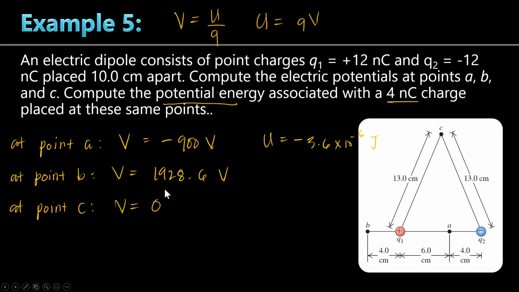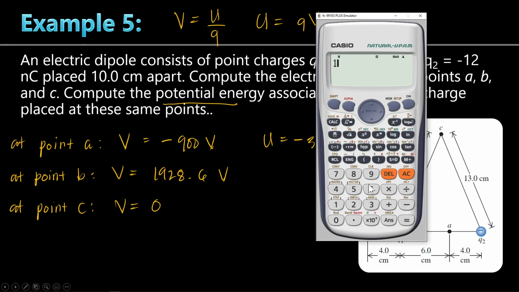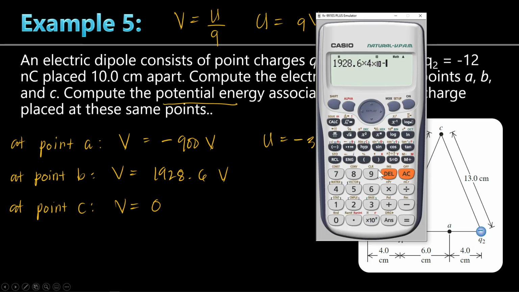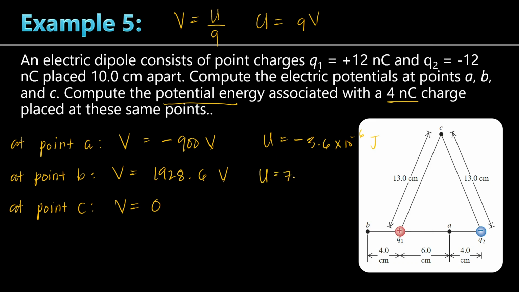Next, at point B, ito yung potential natin, 1928.6. Multiply pa rin natin ng 4 nanocoulomb. So, 4 times 10 to the negative 9 equals, we have 7.7. So, U is equal to 7.7 times 10 to the negative 6 joules. Next, at point C, since the potential is 0, the potential energy must also be 0. O, diba? So, nakapag-solve na tayo ng electric potential at a point, nakapag-solve na rin tayo ng potential energy at that point. Okay? O, diba? Madali lang.